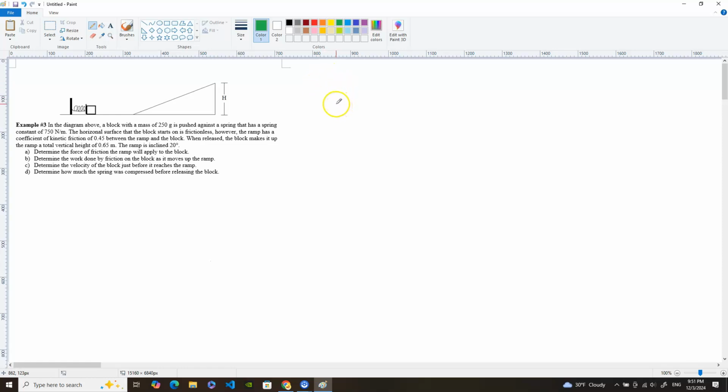So here we go. Our first one in the diagram above, you have a block, has a mass of 250 grams. So I'm going to convert that immediately to kilograms. Push against a spring has a spring constant of, so my spring constant, 750 newtons per meter. We have a horizontal friction on the surface. However, the ramp has a coefficient of friction. Coefficient of friction is 0.45 for the ramp. And when it's released, it reaches a height of 0.65.